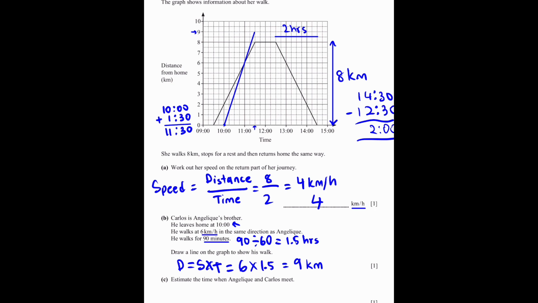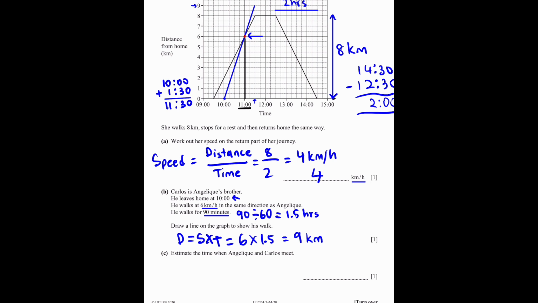Question C. Estimate the time when Angelique and Carlos meet. If you look at where Angelique and Carlos meet, it will be when the lines intersect. It's at this point right here. So what time is it at that specific point? If we draw a line from 11 o'clock, you can see that that point lines up with 11 o'clock. So the estimated time when they meet is 11 o'clock. Write that down.